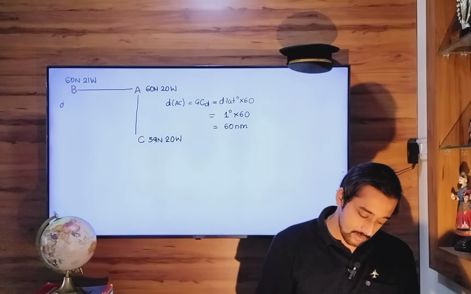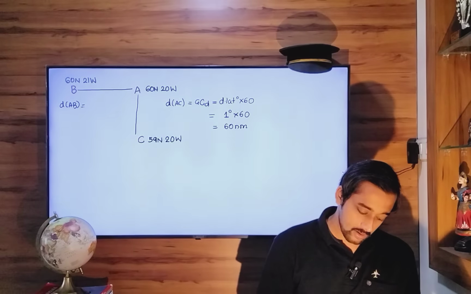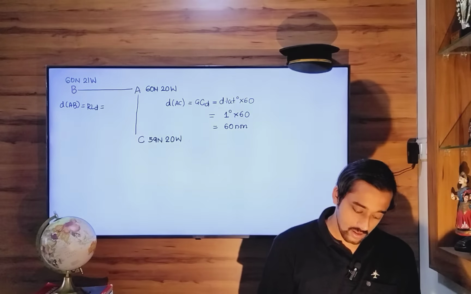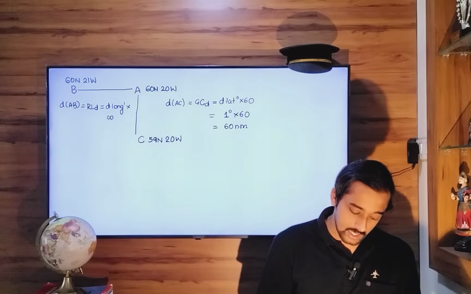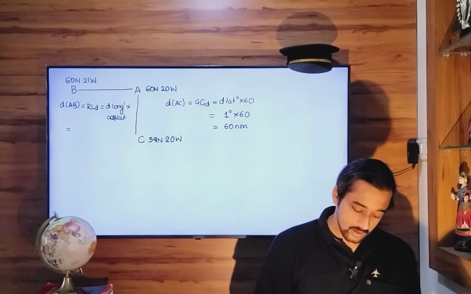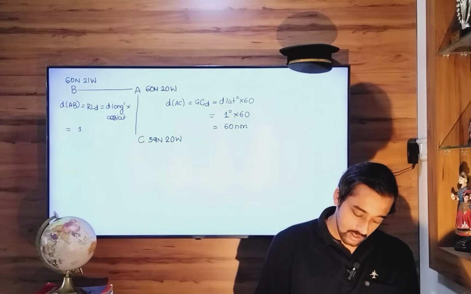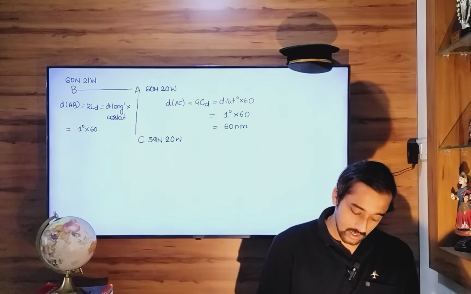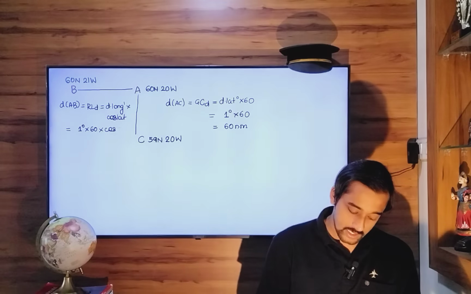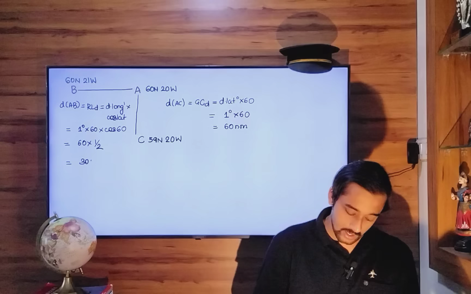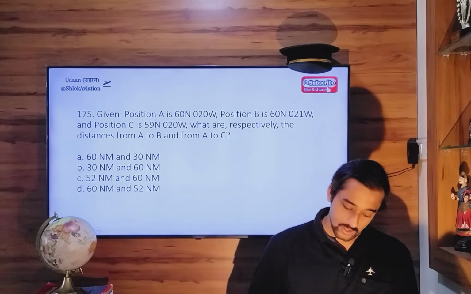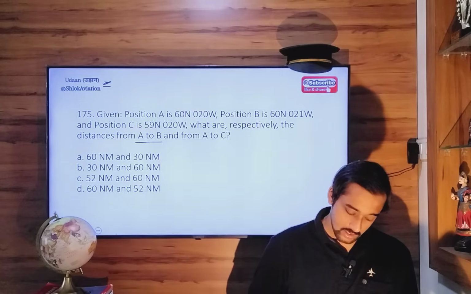Next, distance AB is your rhumb line distance, d long in minutes into cos lat. D long, 20 west and 21 west, is 1 degree. Convert that into minutes, 60 into cos of 60. So 60 into cos 60 is half, which is equal to 30 nautical miles. So A to B is 30.